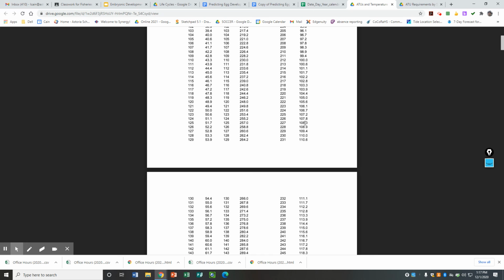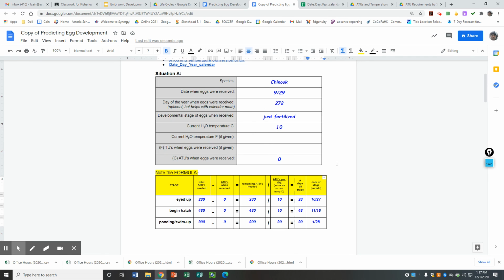So the right-hand column is Celsius. The left-hand column is Fahrenheit. We want to work in Celsius. It's a lot easier. So that's pretty much all there is to know. If you watched both part 1 and part 2, this will make sense, particularly this one little error I had right here on the date of the stage.